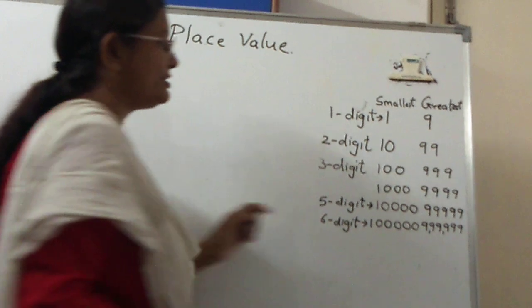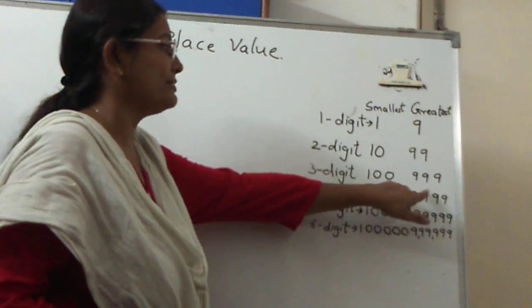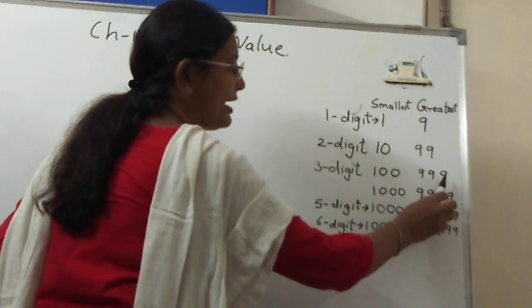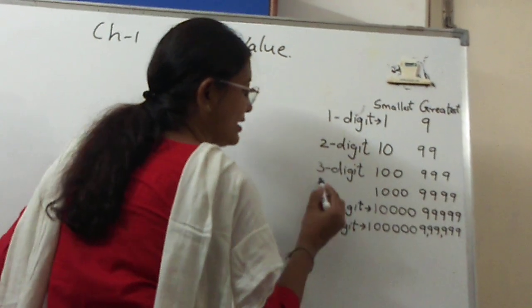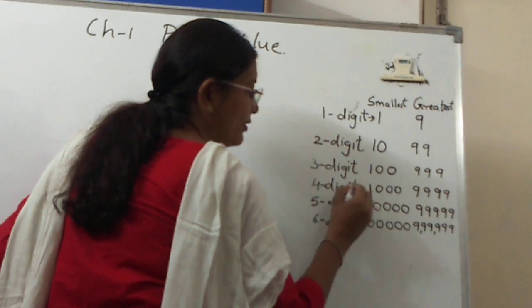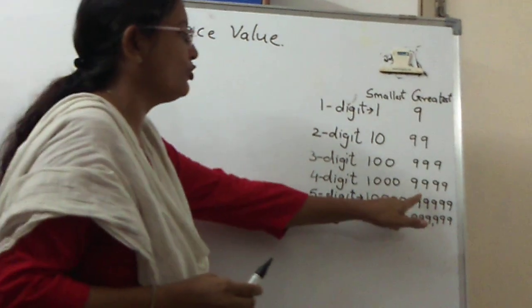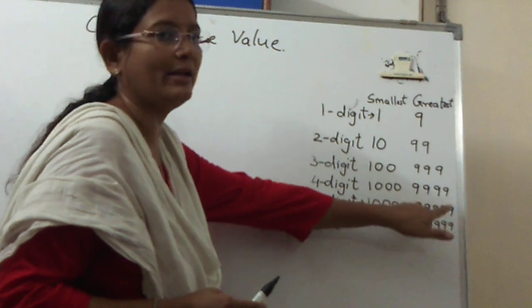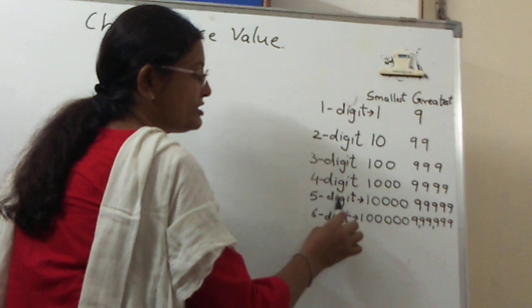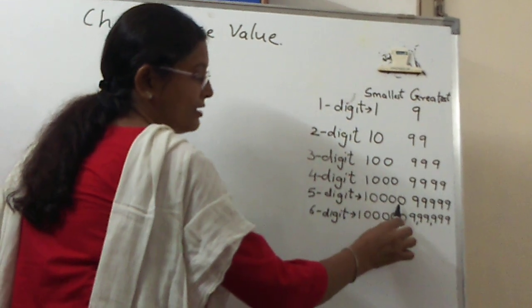The greatest 3 digit number is 999. When I add 1 to 999, I will get 1000. That is the smallest 4 digit number, right? And the greatest 4 digit number is 9999. When I add 1 to this, I will get a 5 digit number, that is 10,000.